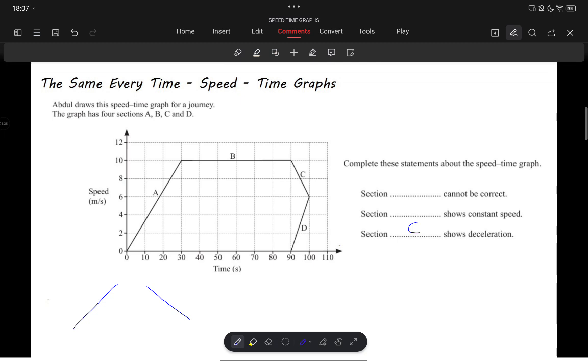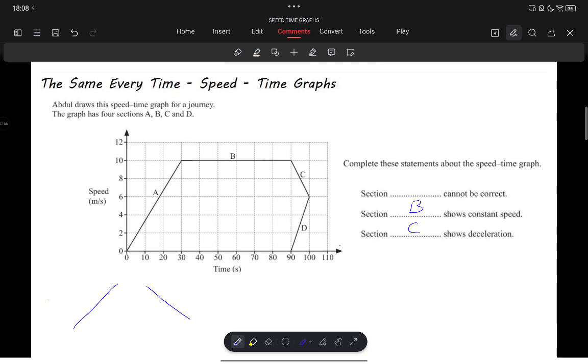Constant speed. Well, the acceleration would be 0. If the speed is constant, then the acceleration is 0. The speed is not changing. Remember, acceleration is a measure of the change in speed over the change in time. So where is the speed not changing? We're looking for a horizontal line. So section B, a horizontal line on a speed time graph, shows constant speed.